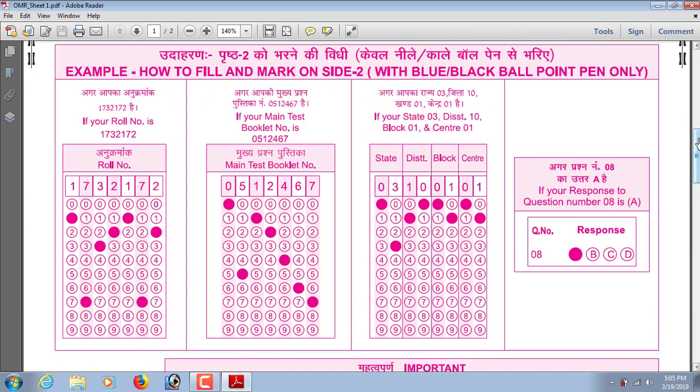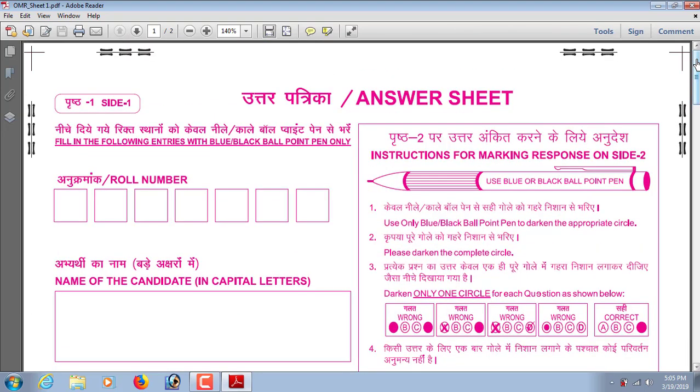Children, be aware of this model answer sheet and practice before you go for the exam. Practice with different model papers. Take a photocopy of these two pages and have a good practice. We hope you do your best in the exam.